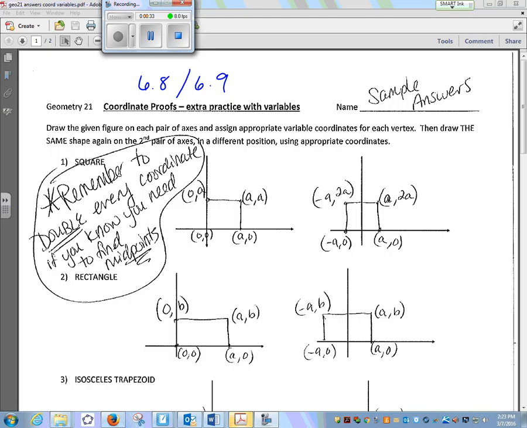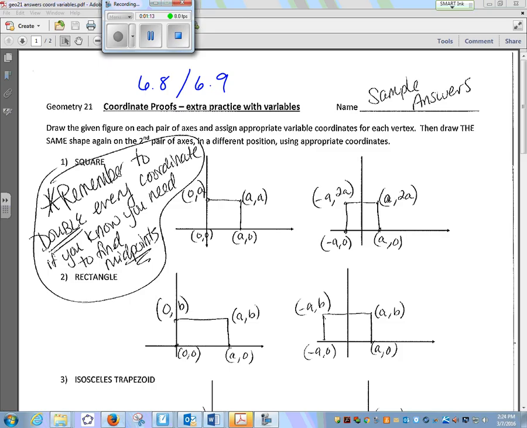Practicing putting the polygons, mostly quadrilaterals, right, onto a coordinate plane using variables as the coordinates. Remember, if you were asked to write a coordinate proof, there are no numbers. We're not using numbers. We're not saying over 6 and up 10, right? You're using variables, A, B, C, whatever, okay? So if you are given a proof that says prove that the diagonals of a rectangle are congruent, your first job is to draw a rectangle on a coordinate plane.